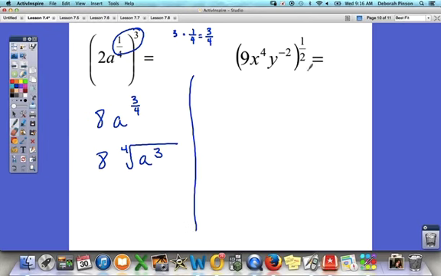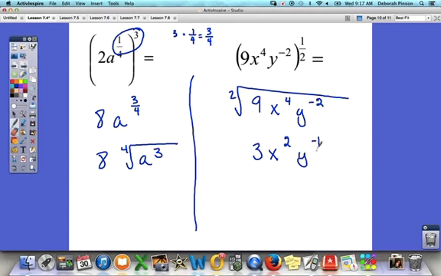And the last one we're going to look at, this is all raised to the 1/2 power. I'm going to change it over into a square root. So this is like a 2. And then I'll take the square root of each of these. So square root of 9 is 3. Square root of x to the 4th is x squared. Square root of negative y to the negative 2 is negative 1. And then I should probably put that in the bottom to take care of it.